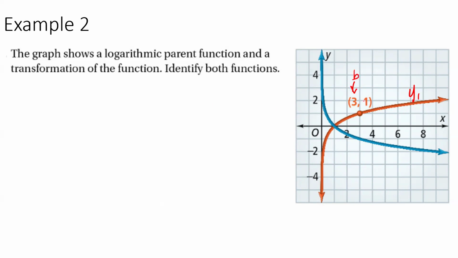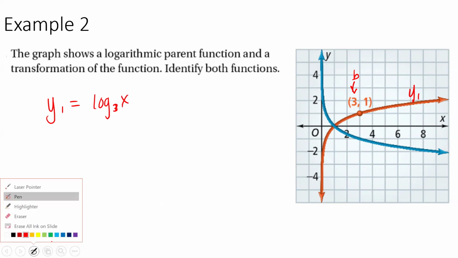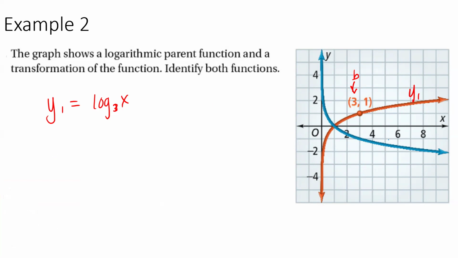3, because remember your base is where your y is equal to 1. So we know that y1 equals log base 3 of x. What is the transformation from the red to the blue? A reflection. How do I make it a reflection? Your A has to be negative. So it's going to be negative log base 3 of x. Does that make sense?